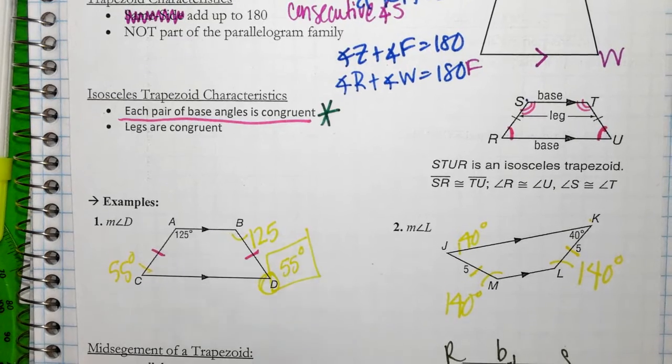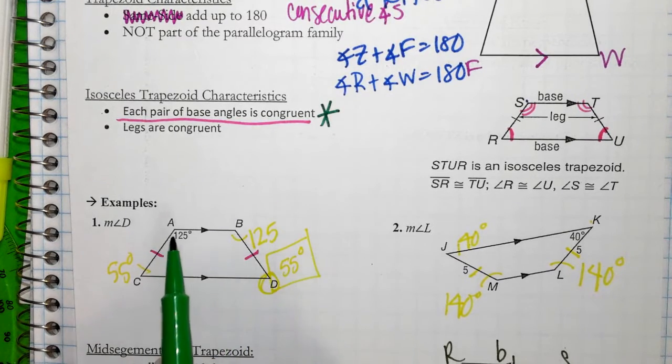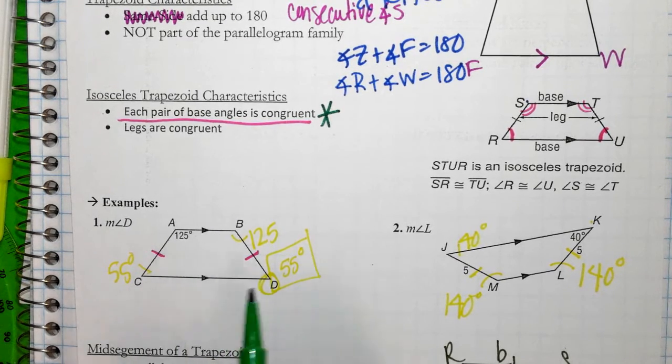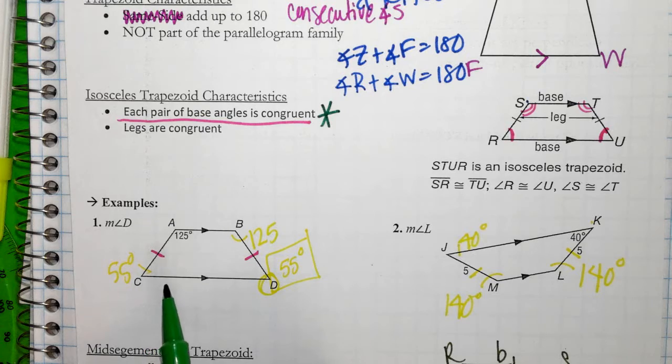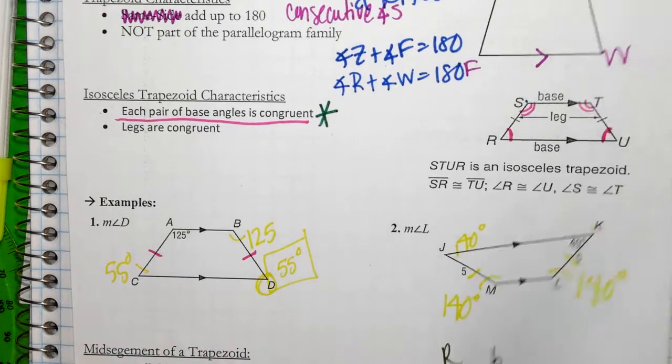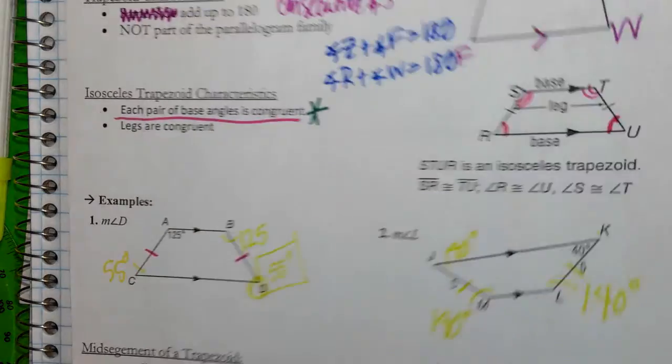Now, again, base angles are congruent. These are both on a base. That means they're congruent. These are on a leg, so they have to be what? Say it again. 180. They have to add up to equal 180, right? Yeah. Look at you go. Take a point. And is 55 plus 125 180?